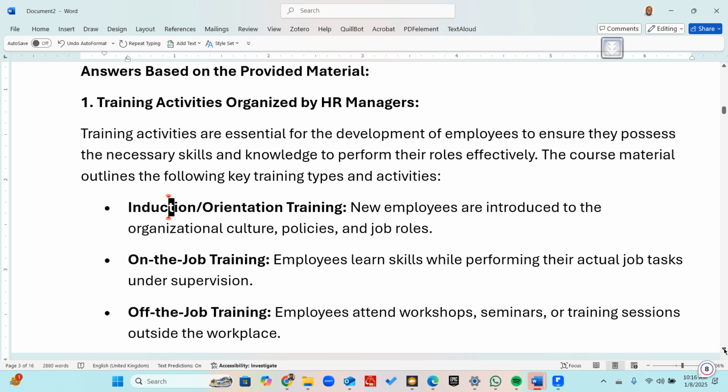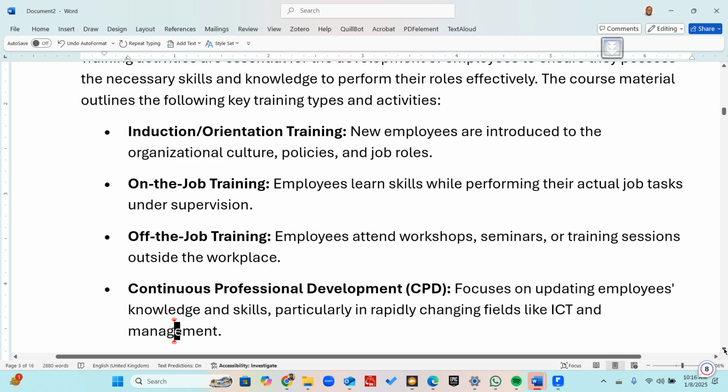On the job training. Employees learn skills while performing their actual job and tasks under supervision. So as new employees come in, they're working, they're supposed to learn on the job, they learn from departments, they learn from supervisors, they learn from people.